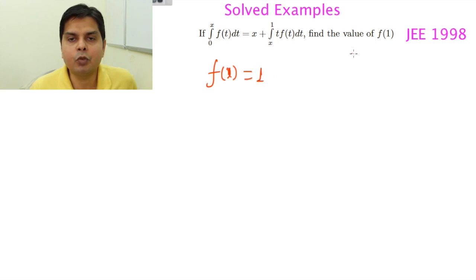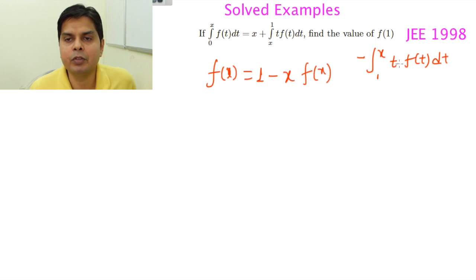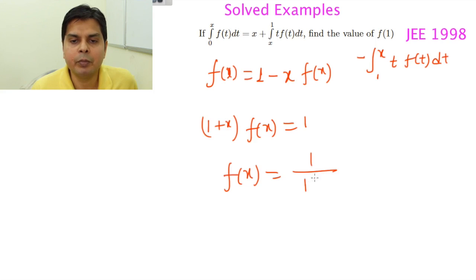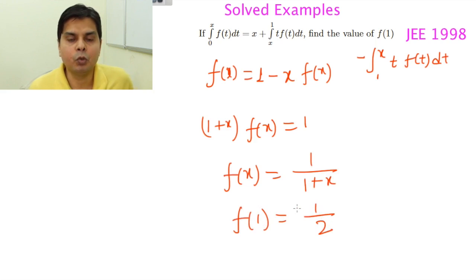Now since this is x to 1, I will have to write it in terms of 1 to x of t f(t) dt. So when I differentiate this, I will get minus x f of x, because in t f(t), wherever t is there, I should write x. So this will become 1 minus x f(x). I bring this x f(x) to this side, and it will become (1 plus x) f(x) equal to 1. So f(x) is equal to 1 by (1 plus x). So f of 1 will be 1 by 2.